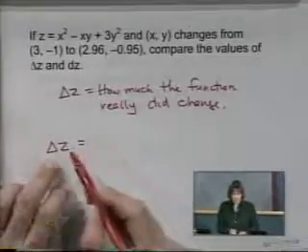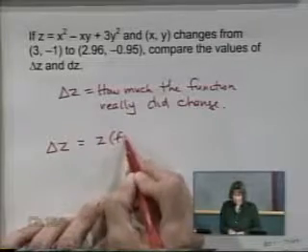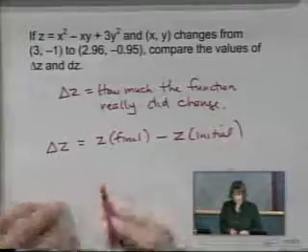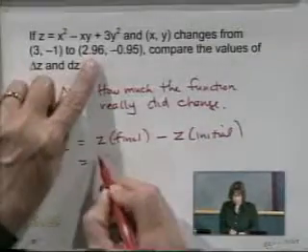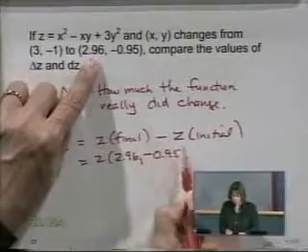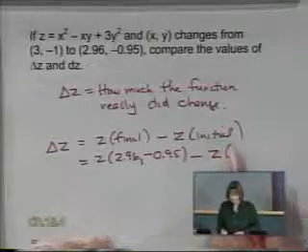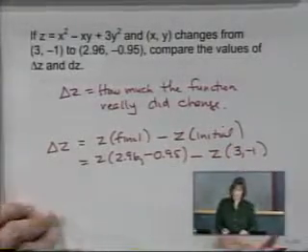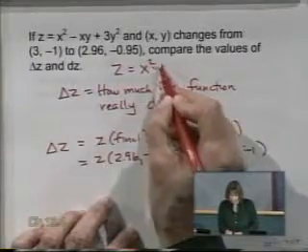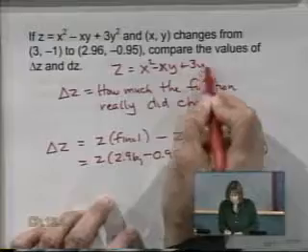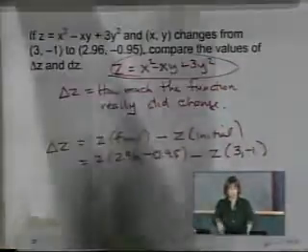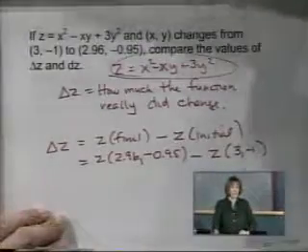Okay, so if we want to get delta z, we want to take z final minus z initial. So in this case, the final was z evaluated at 2.96 comma negative 0.95 minus z evaluated at 3, negative 1. And your function z here is x squared minus xy plus 3y squared. That's a little bit tedious to plug those in. So I'm going to show you how we can do it on our calculator. Does everybody have that copied down?